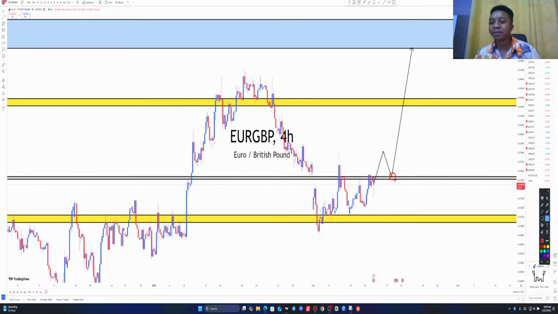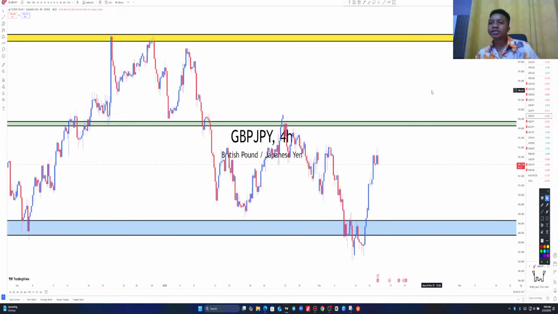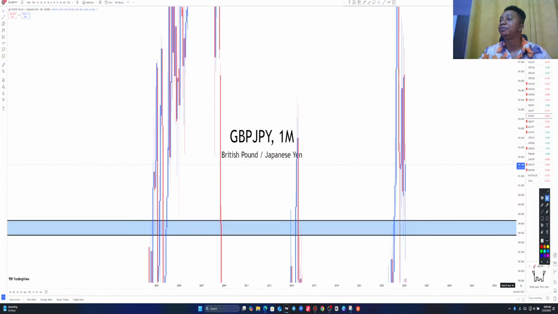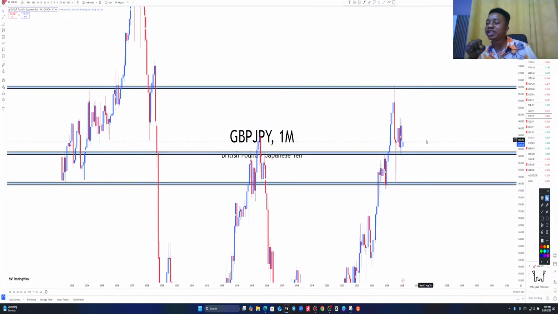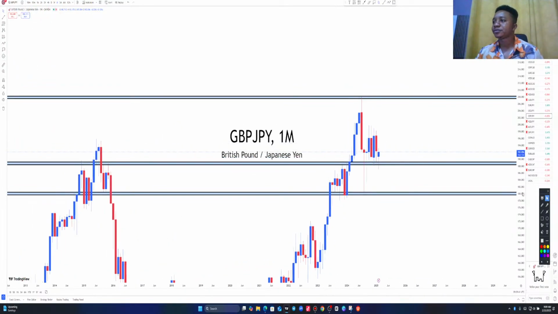The next pair is going to be GBP JPY by Health and Wealth. Let's go to GBP JPY as well. Okay, so GBP JPY. Let's begin the analysis also on the monthly time. Now the JPY pairs are moving in a tricky way, which I really want to understand before I make a decision on it. But let's go to GBP JPY and then know the mind of price.